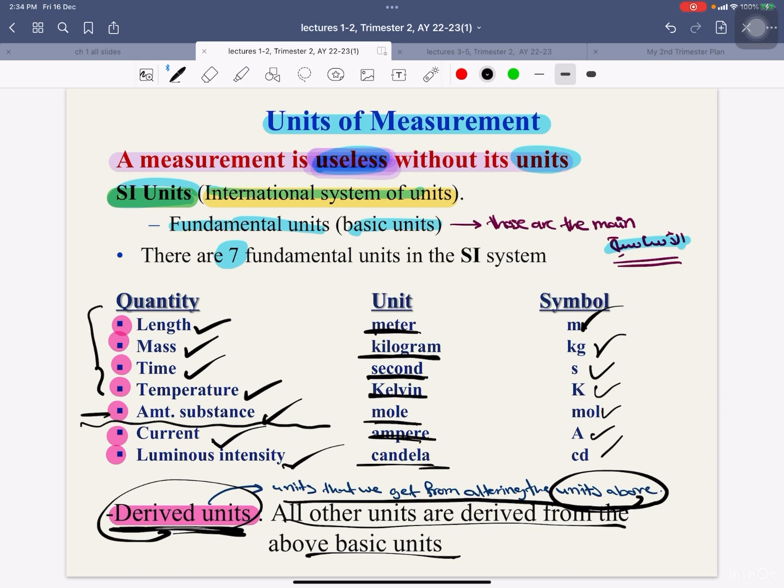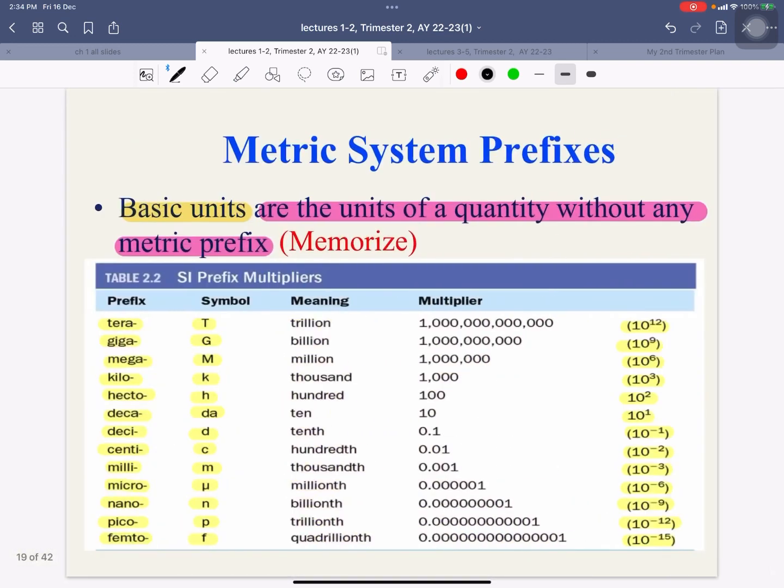It's the same as the fundamentals we talked about in physics and how we get many other units from those fundamentals. Here it's the same thing, but there are more. We get many derived units from those fundamentals.